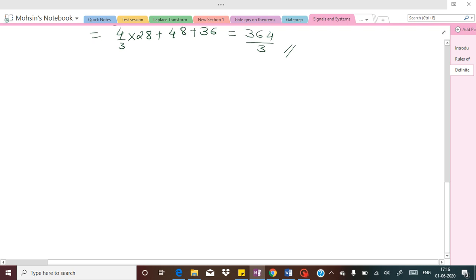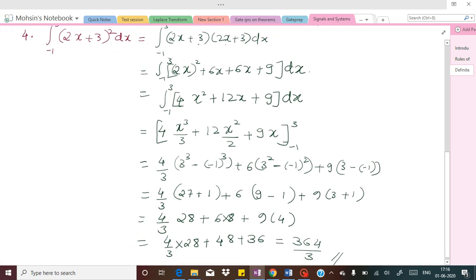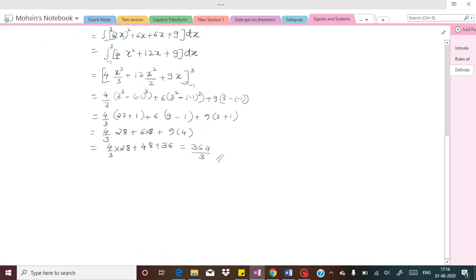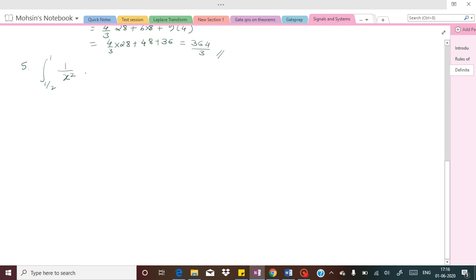Okay, so now let us take another example, example number 5. Example number 5 is given as limits are 1 by 2 to 1, and here we have x, 1 divided by x square dx. So for 1 over x square we need to write it in the regular form, so limits 1 by 2 to 1, 1 divided by x square can be written as x raised to minus 2 dx.